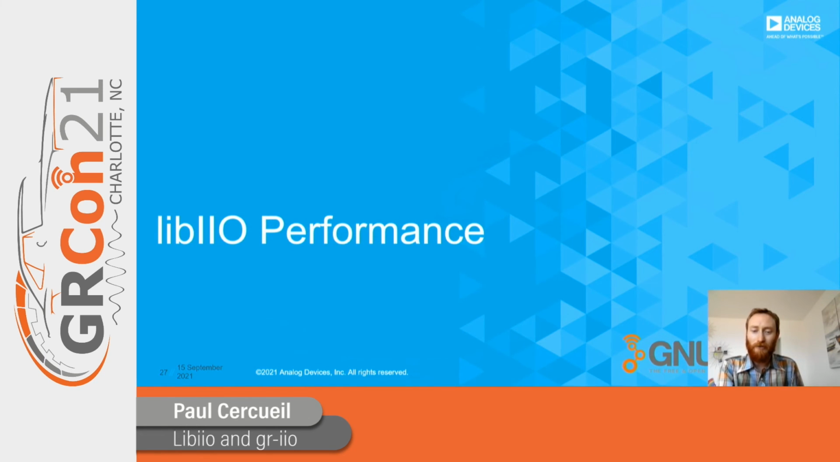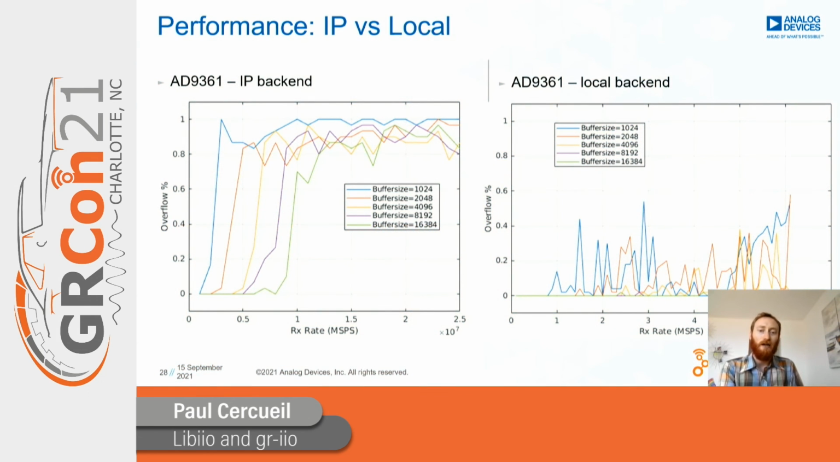A little bit about LibIIO performance now and gr-iio performance. On the right side, you can see the local backend performance. If you have buffers big enough, so 8K samples or more, then you can go as high as 60, 70 megasamples per second and not lose any data. If you have smaller buffers, then you might actually start to get underflows, overflows.